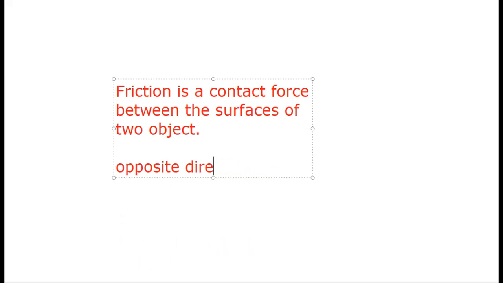By the way, in the example of the bike, suppose that this is the tire of the bike, and this is the ground. Here, the force of friction acts between the surfaces of these objects, the tire and the ground. Now, if the bike is moving in this direction, the force of friction will move in the opposite direction. The force of friction is always opposite to the direction of motion.